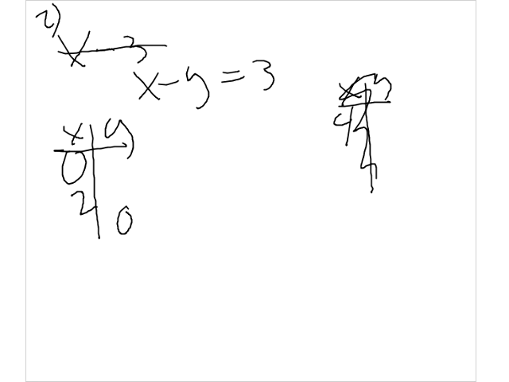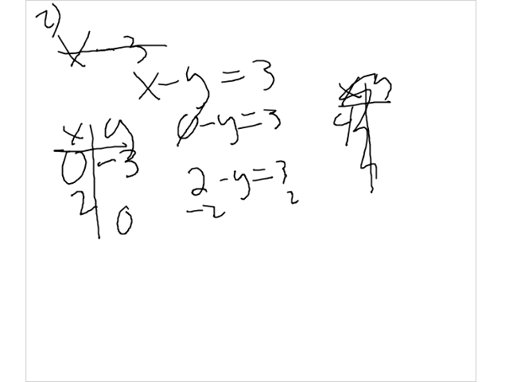So let's start off with plugging in x is 0 first. Okay, that would drop out and we get the opposite of y equals 3, or y equals minus 3. And then if we plugged in 2 for x, we'd get 2 minus y equals 3. We'd subtract 2 from both sides, and that would give us the opposite of y equals 1, and then we would divide both sides by minus 1, and we would get y equals negative 1.